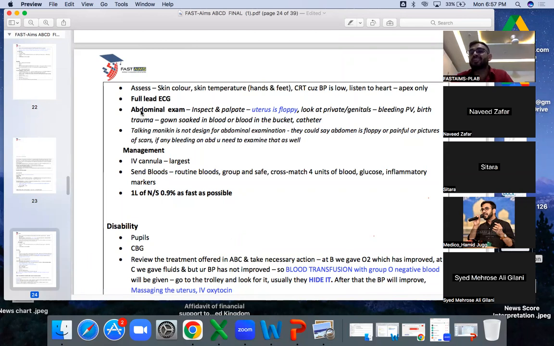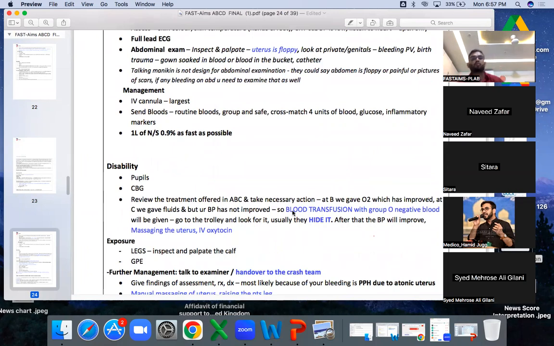And next thing, in the abdominal examination, there will not be abdominal pain. They will tell you the uterus is floppy. When you are palpating the uterus on the abdominal examination, they will tell you it is floppy. But if you do not do that, they will not tell you. Similarly, the first step is normal saline, the next step is blood, and you will tell them, I am going to do the uterine massage, because it is a postpartum hemorrhage patient. After that, you tell them, I am going to give IV oxytocin. So this is the management difference.